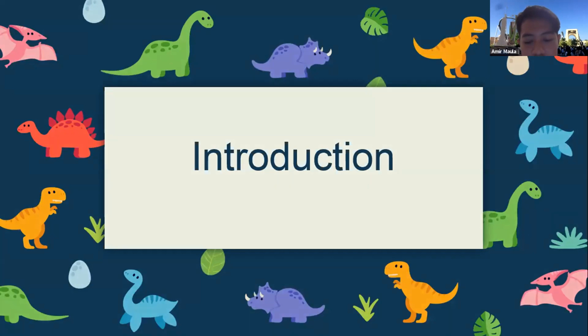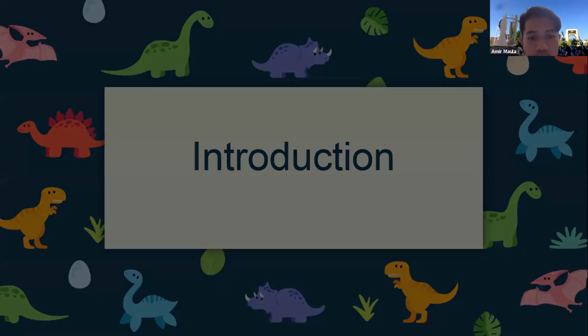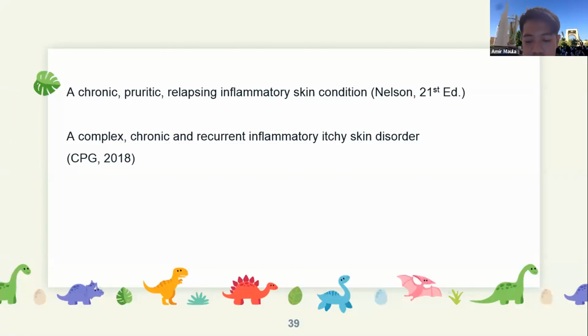Okay, so for the introduction, according to Nelson, atopic dermatitis is a chronic, pruritic, relapsing inflammatory skin condition, and according to the CPG, it is defined as a complex, chronic and recurrent inflammatory itchy skin disorder.